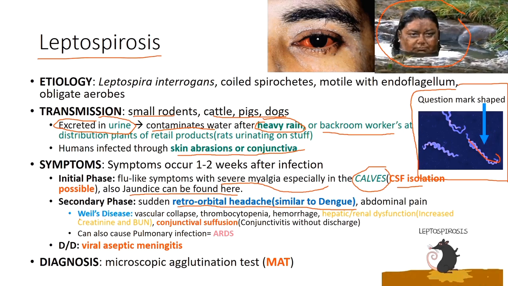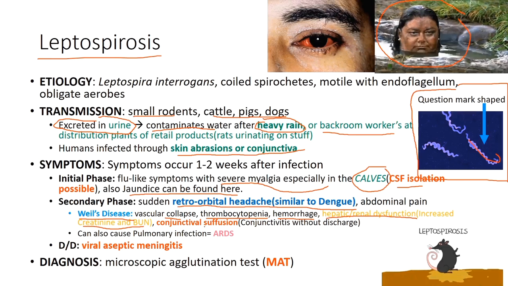And then it causes a disease known as Weil's disease. This is where it causes vascular collapse, thrombocytopenia. So this person might be bleeding out of their gums and stuff like that, hemorrhage, and then hepatic and renal dysfunction. That's something you might be able to see in increased creatinine and BUN.